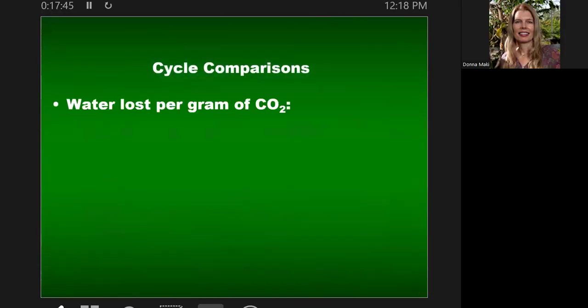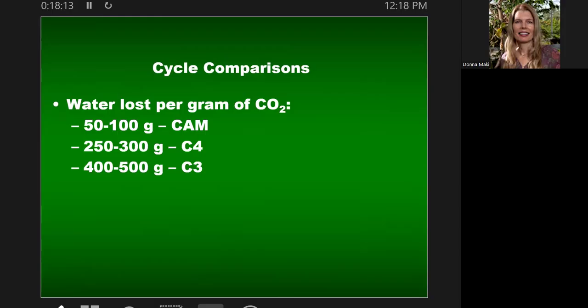How does this improve their ability to handle drought conditions? They usually will assess it this way. They'll say, okay, per gram of carbon dioxide, what do we got going in terms of water loss? If you're a CAM plant, it's only 50 to 100 grams of water loss. For C4, it jumps to up to 300 grams of water loss per gram of CO2. And of course, C3 loses the most water.